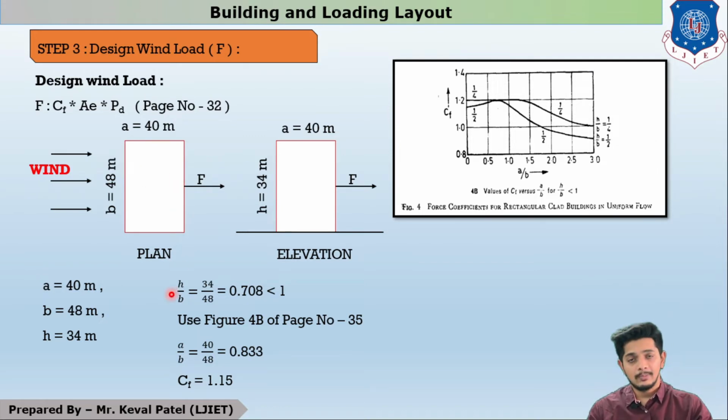Now I can find h by b as 34 by 48, which is 0.708, less than 1. In the same way, I will find a by b. a by b, 40 by 48, comes out as 0.833. Now let us come to the graph, from figure number 4b. If we input a by b and h by b values, we will get CF. Here, by my observation, h by b and a by b are both less than 1.